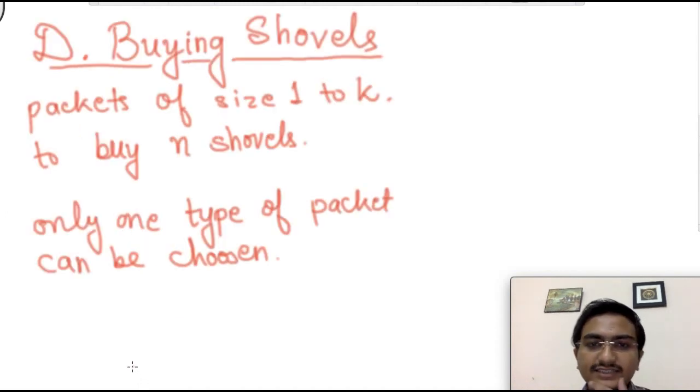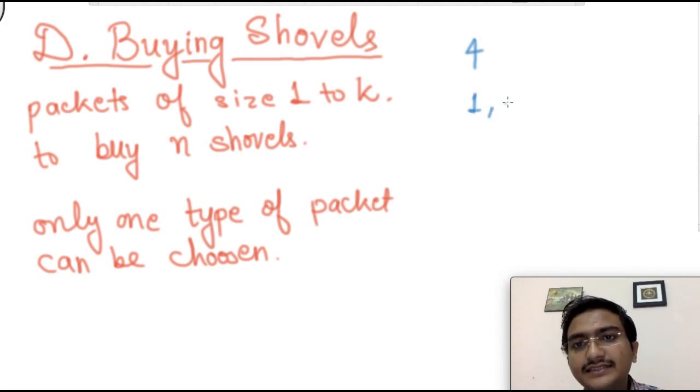So let's go to the next question, problem D, buying shovels. Basically in this question we were given that you have packets of size 1 to k and you have to buy exactly n shovels. Then you can choose only one type of packet, right? So suppose you have to buy 4 shovels and you have only two types, one and two, and k equal to 2, suppose.